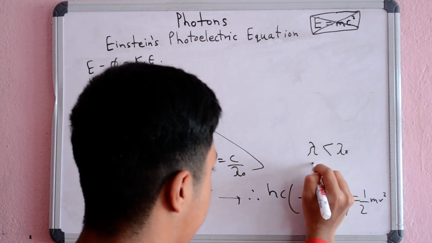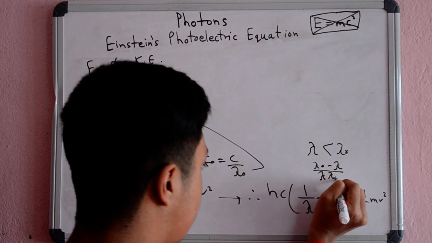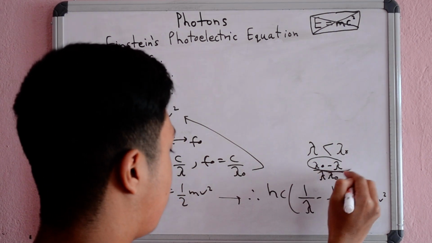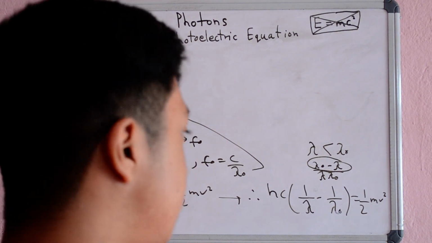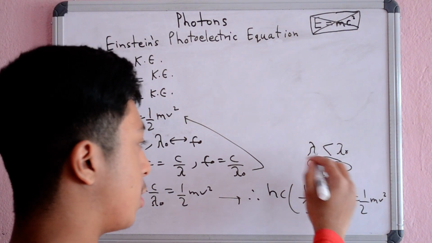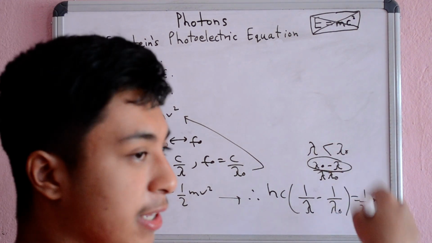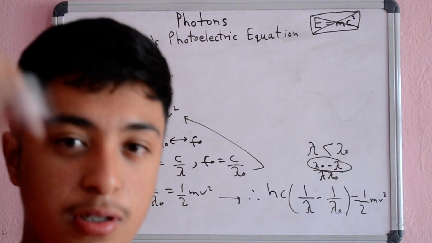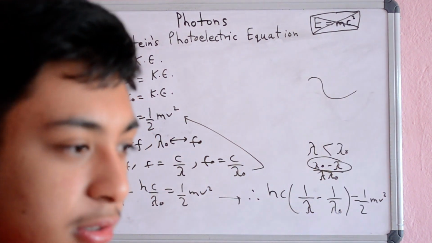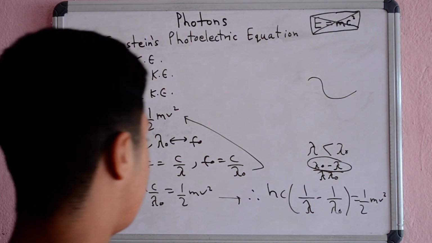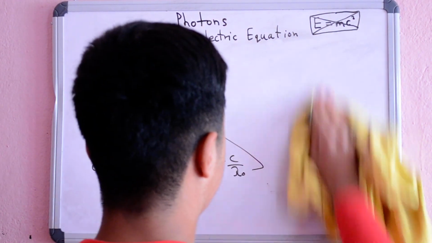Because here this will simplify to (lambda naught minus lambda) by (lambda into lambda naught), and in order for this to stay positive, lambda naught minus lambda must be positive, that is lambda must be smaller than lambda naught. So yes, that means that the threshold wavelength is the maximum length of the wave, that means the longest wave that can eject the electrons. So this is for Einstein's photoelectric equation.